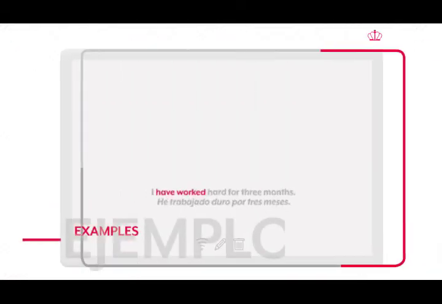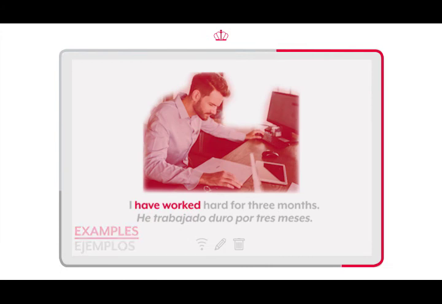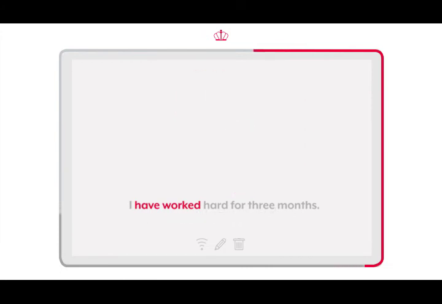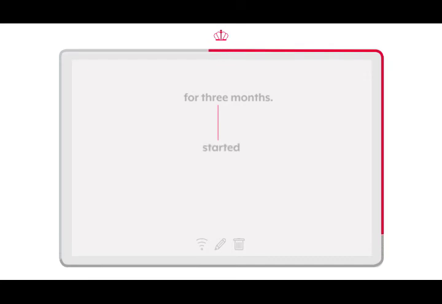I have worked hard for 3 months. He trabajado duro por 3 meses. If you notice, we say when the action started, but don't say when it ended. Si se fijan, decimos cuando empezó la acción, no cuando terminó. Let's go and check the structure. All right? Vamos a checar la estructura, ¿vale?